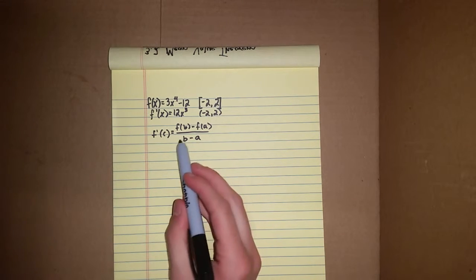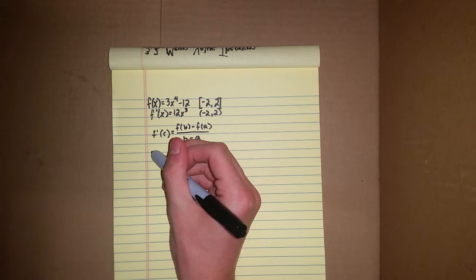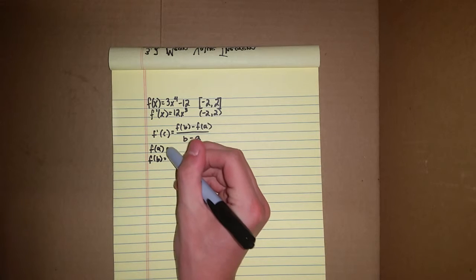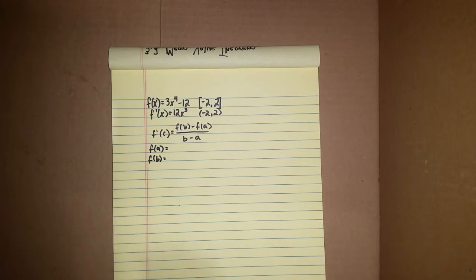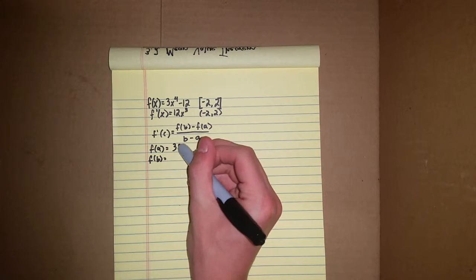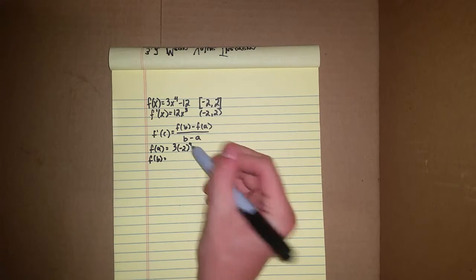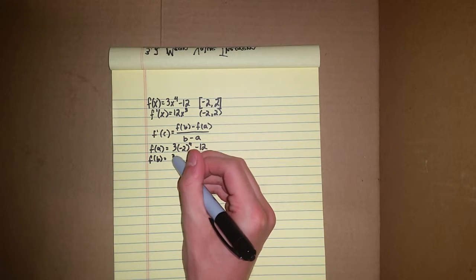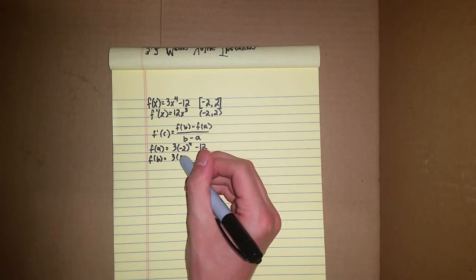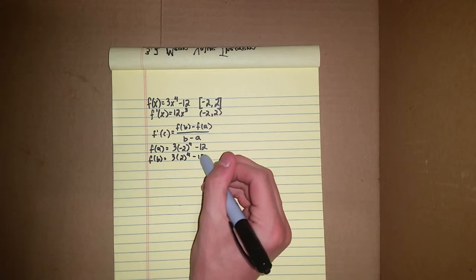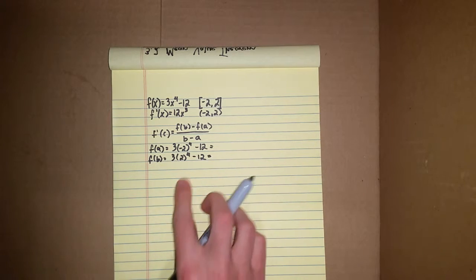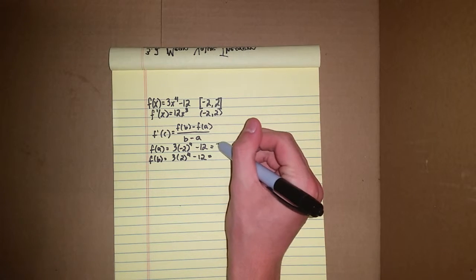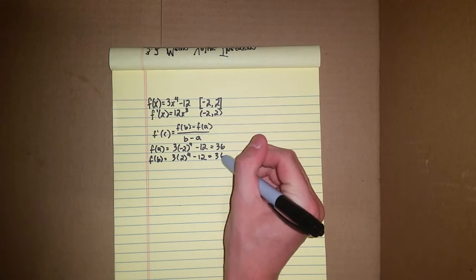So let's solve for f of a and f of b. So f of a is 3 times negative 2 to the 4th minus 12. F of b is 3 times 2 to the 4th minus 12. And because this is an even function, they'll be equal. So that's 36. And this is also 36.